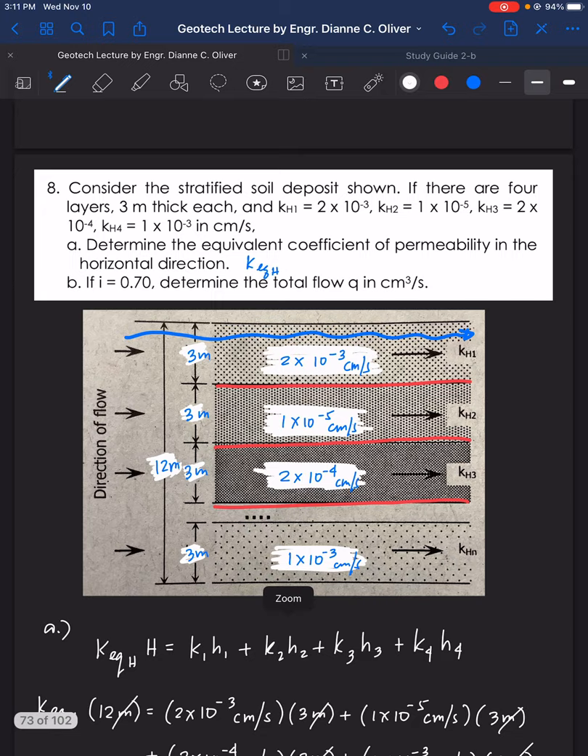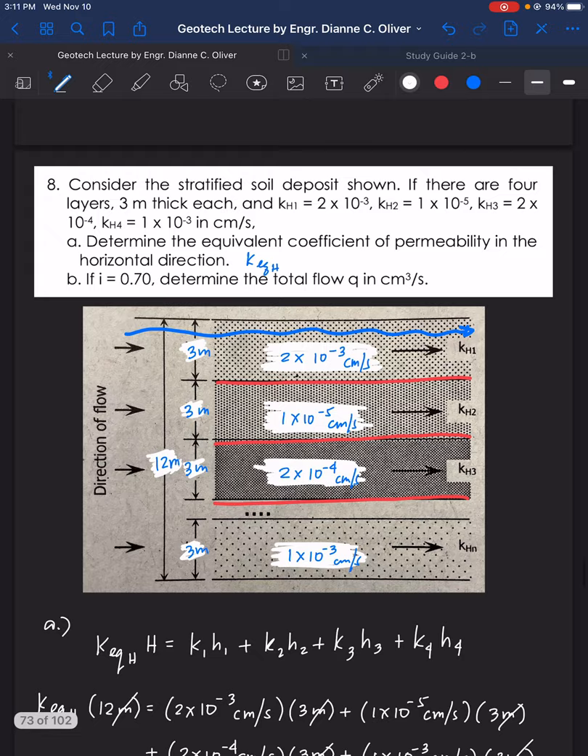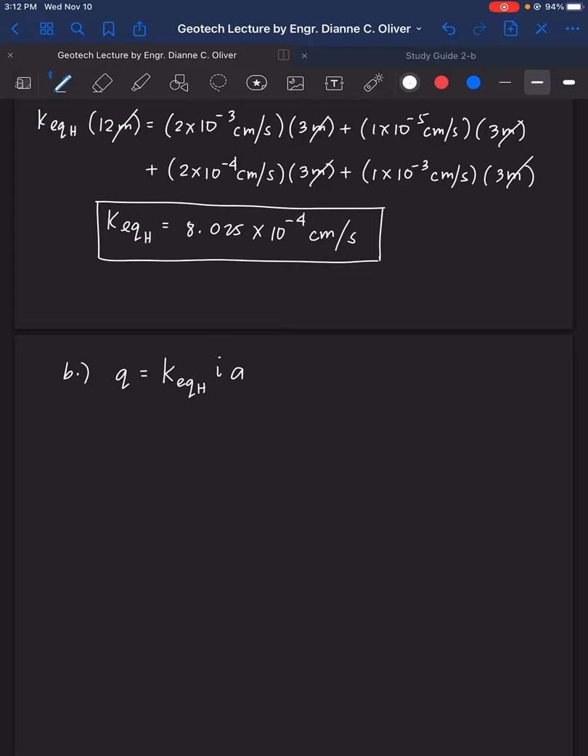So determine the total flow Q in cubic centimeter per second. So we will use centimeter, per unit width, or per 1 centimeter width. Let's just use that as reference here, because we're looking for cubic centimeter. So let's use 1 centimeter width. So we have here K equivalent 8.025 times 10 raised to negative 4 multiplied with the hydraulic gradient given 0.70, and the area.